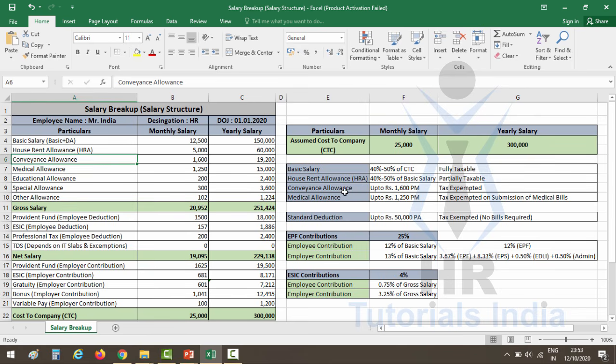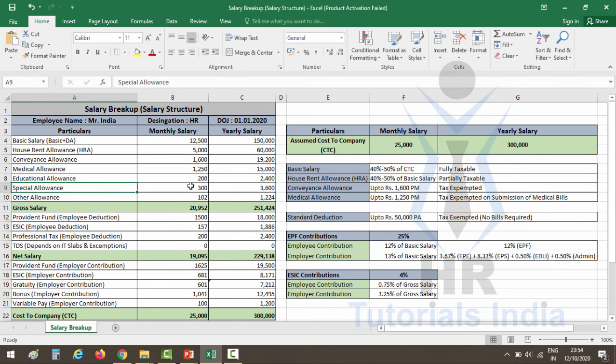Coming to conveyance allowance, it is tax exempted up to 1600 per month. Then medical allowance is exempted only on submission of medical bills, which is up to 1250 per month. Educational allowance is exempted at 100 rupees for each child. If you have 2 children, then 100 plus 100, 200 is tax exempted.